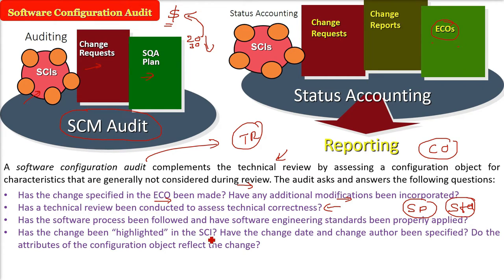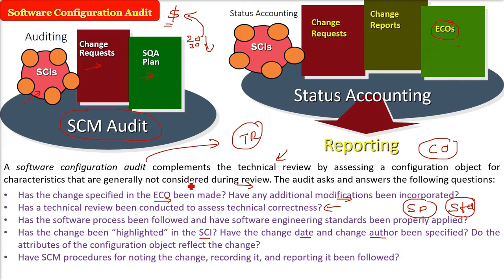Have the changes been highlighted in the software configuration items? Have the change date and the change author been specified? You need to specify the date and who has done it also. Do the attributes of the configuration object reflect the change? You have done the change, has it been reflected? Have SCM procedures for noting the change, recording it and reporting it been followed properly, the way they are defined? And have all related SCIs been properly updated? The software configuration items have been properly updated. So this comes under a software configuration audit. It is just helping the technical review.